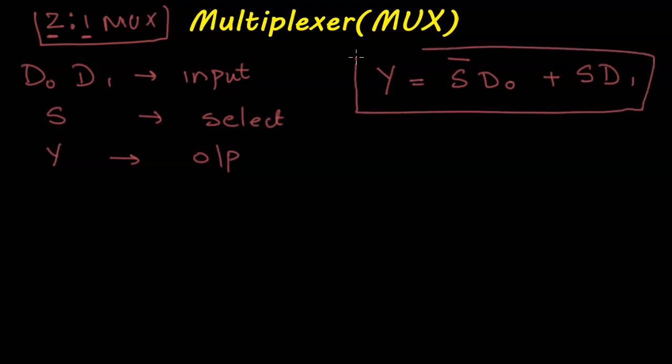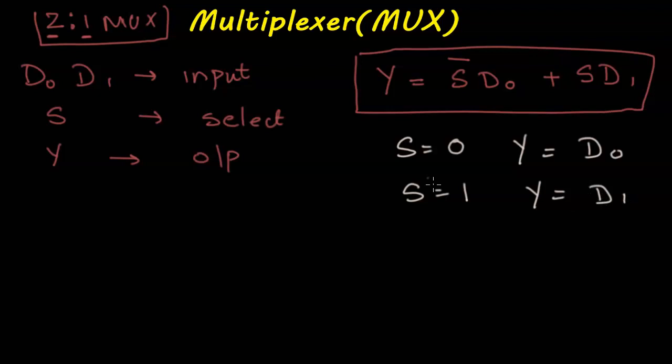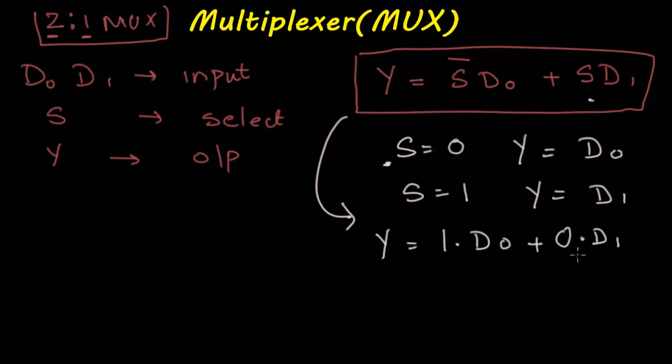Now how did I get this value and what does this mean? This means that whenever the value of S is equal to 0, the output Y that I'm going to get is D0. And whenever the value of S is equal to 1, the output Y that I get is D1. So how did this happen? Let's see. If my S value is 0, then S bar becomes 1, so 1 dot D0 plus S, which is 0, so 0 dot D1. And according to the AND rule, we know 0 dot anything will give you 0.